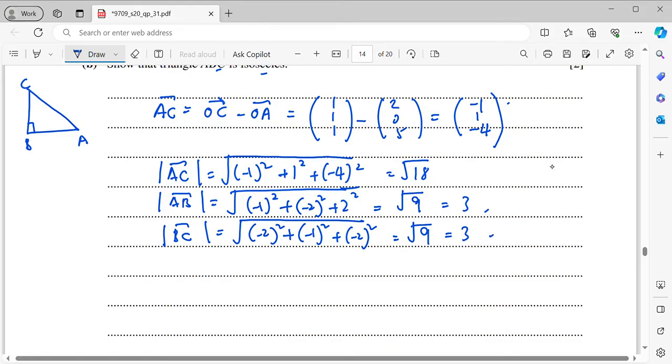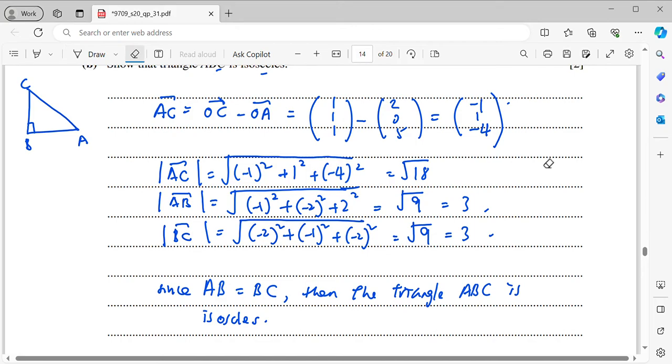So here we only get two equal lengths. Therefore, just write: since AB equals BC, these two referring to the lengths, the triangle ABC is isosceles. Okay, so that's the solution of this question.